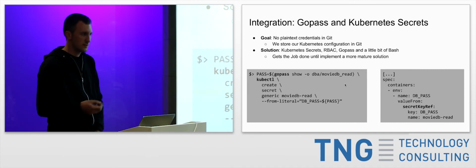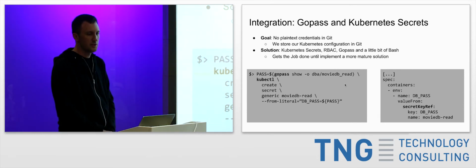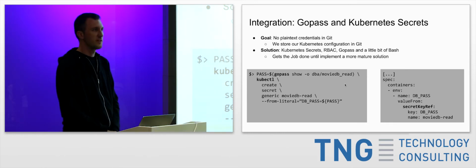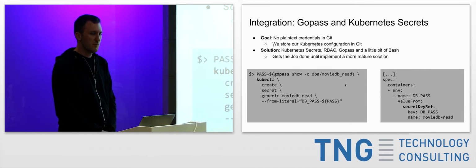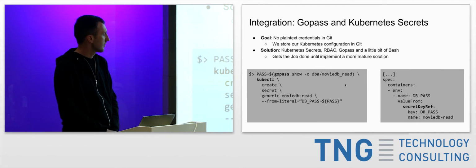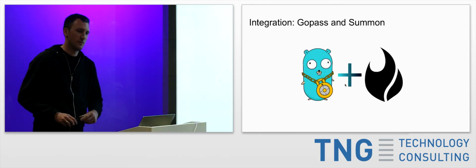So now we create and store our secrets in gopass, and then we use some bash gluing to inject them into Kubernetes secrets, and these secrets are access controlled by role-based access control, so only certain SREs and of course the containers who need them can access these secrets. This isn't super elegant, but it gets the job done until we implement a more mature solution, for example Vault or something like this. But I think it's a pretty good solution for the time being. So for this, I want to hand over to Martin again.